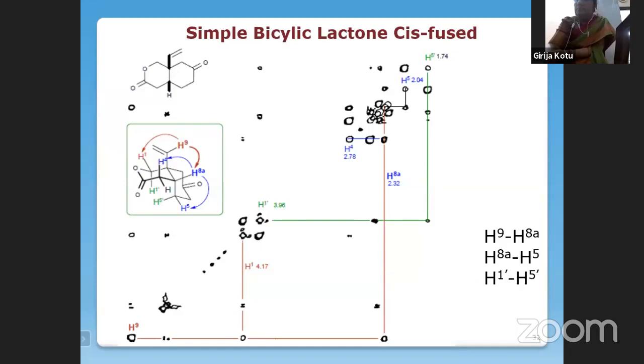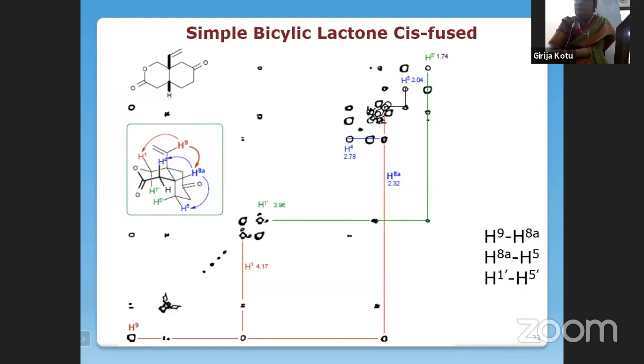The bottommost signal is H9, which has a connectivity on one hand to the 8A proton, that is 2.32. This is 5.3, about 5.38, the 9 proton, which has a connectivity. The diagram shows connectivity to the 8A proton. Only when these two rings are cis-fused do the 9 and 8A protons come closer spatially. And how do we know that? Through a cross-peak. Whenever you find a cross-peak between these two protons, we can say this ring is cis-fused, not trans. Similarly, it will have a connectivity to the 1 proton also. The 1 proton is 4.17, another connectivity.